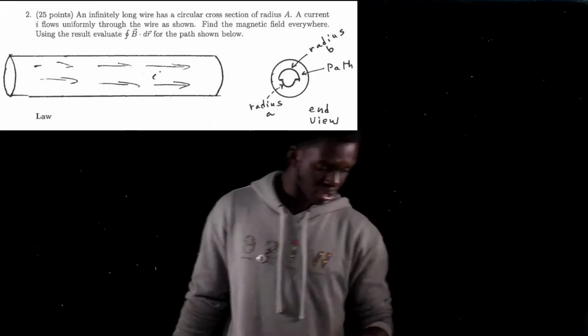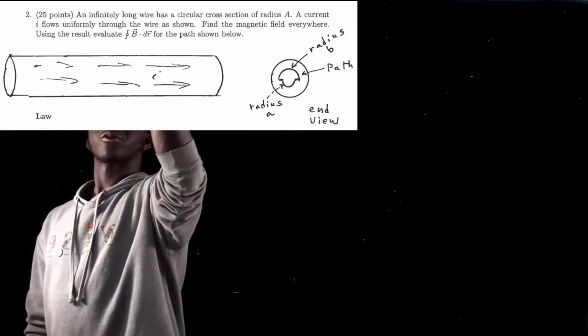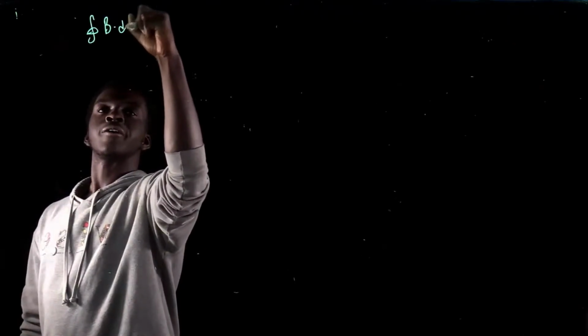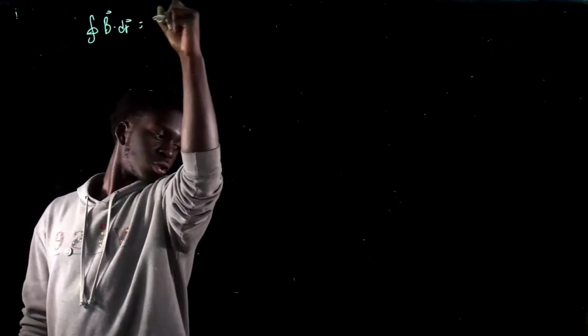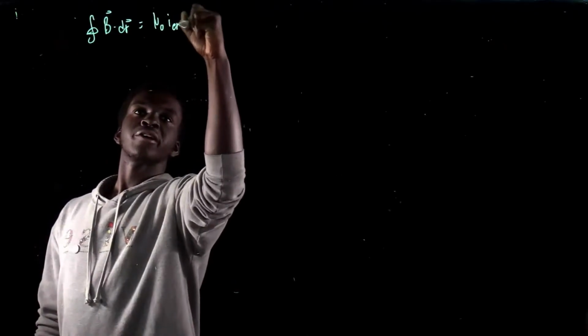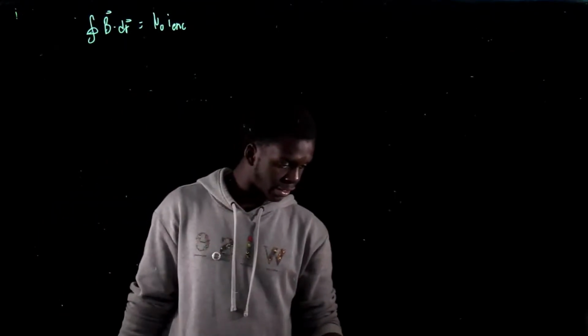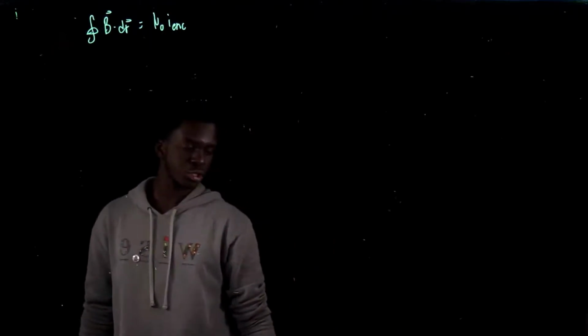So let's start off by writing the formulas that we're going to be using. We're going to use the integral of B dot dr is equal to mu naught I enclosed, and that's the only one we need for this one.